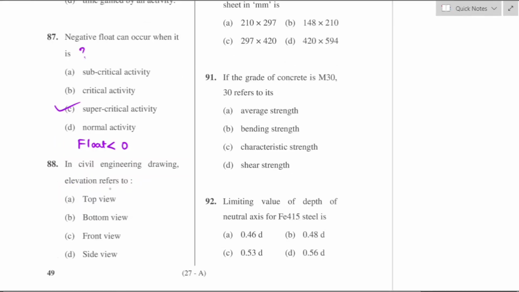Question number 88. In civil engineering drawing, elevation refers to. Elevation refers to the view from one side of an object or building from ground level to roof line. So it represents the side view. Option D is the right answer.